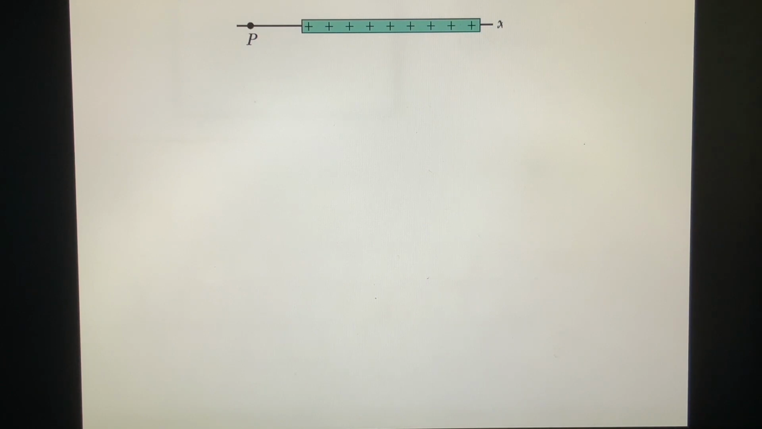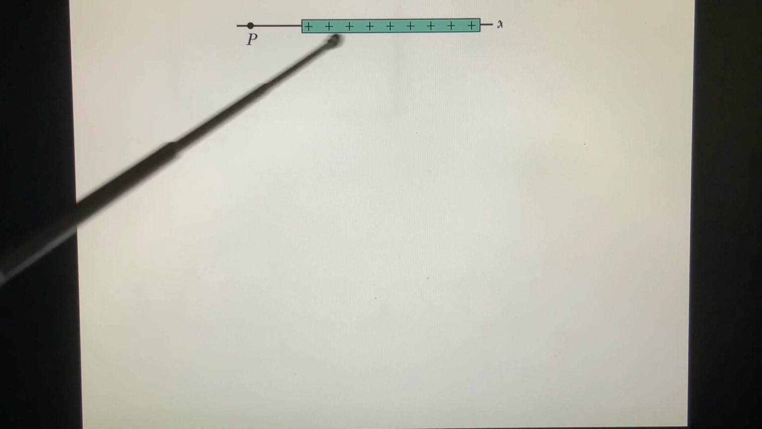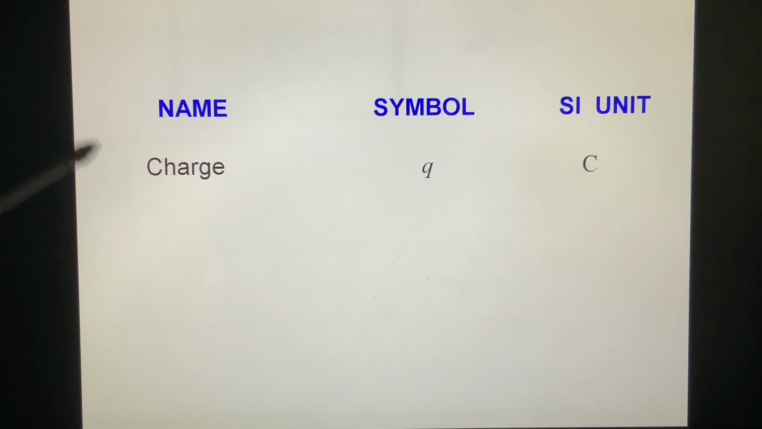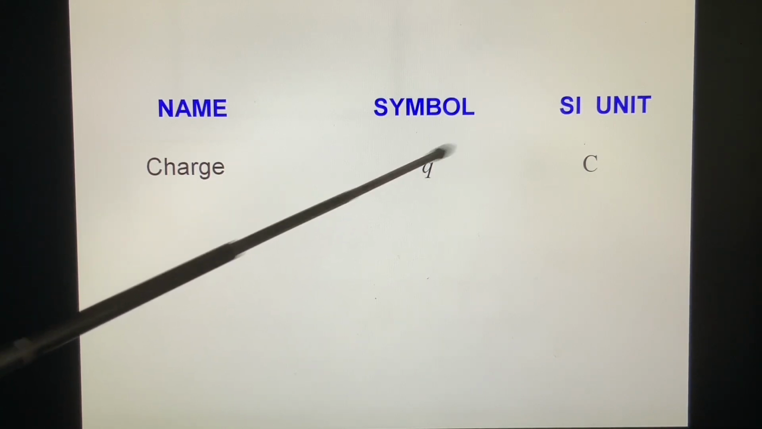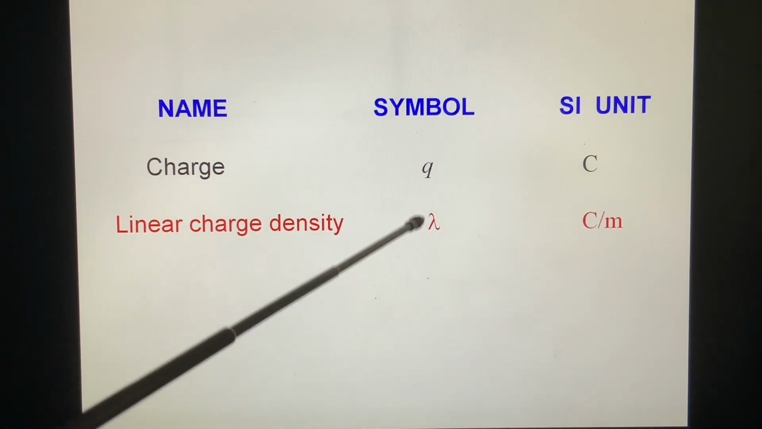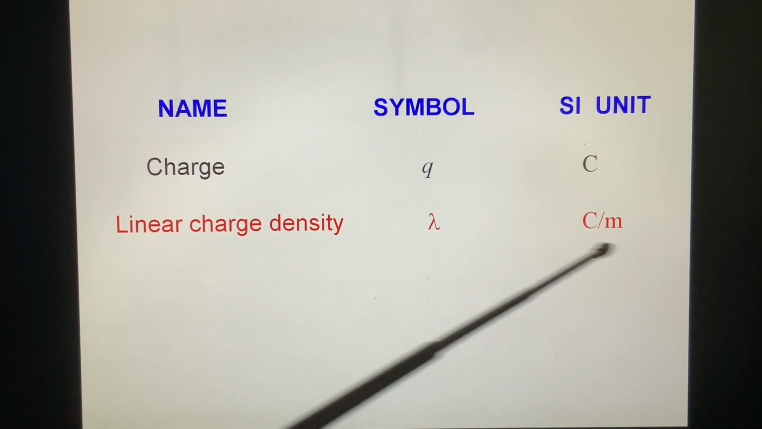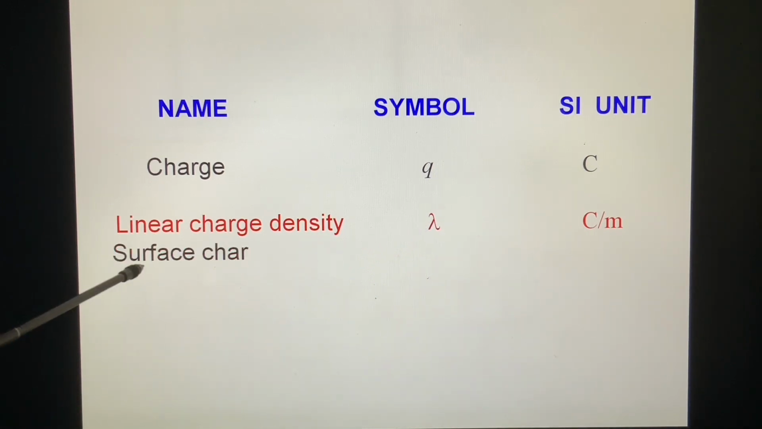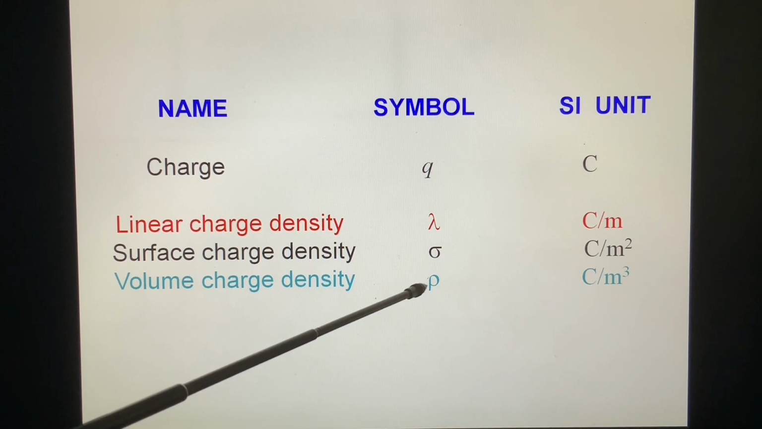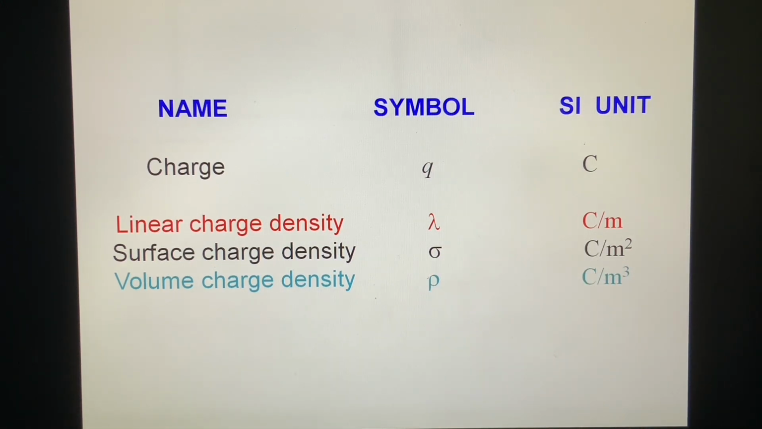We can calculate the electric field produced by a uniformly distributed charge. In this book, for the charge we use the symbol Q, and the unit is coulomb. Linear charge density, lambda, is coulomb per meter. Surface charge density, sigma, is coulomb per square meter. Volume charge density, rho, is coulomb per cubic meter.